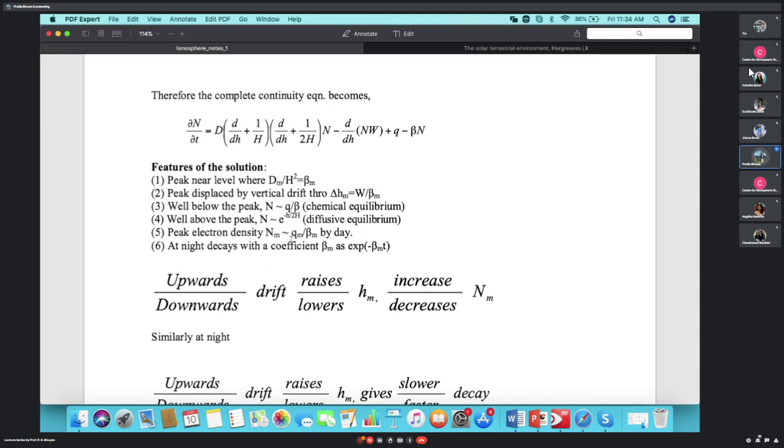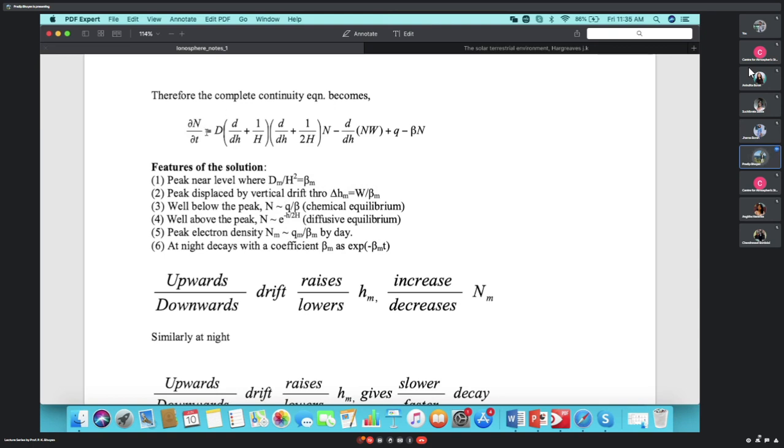Peak electron density N_m is equal to Q_m by beta_m by day. At night, it decays with a coefficient beta_m as exponential of minus beta_m t. So these are the solutions which we can have from this expression. We are not going into very much detail, but we may focus on these particular conclusions, you can say.